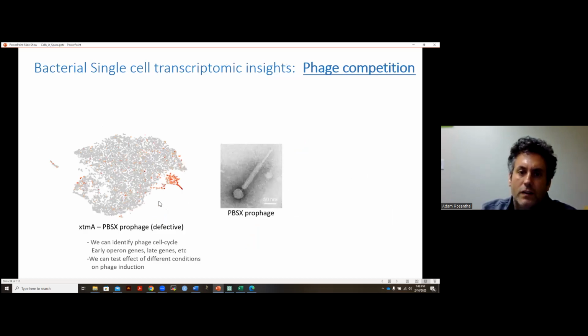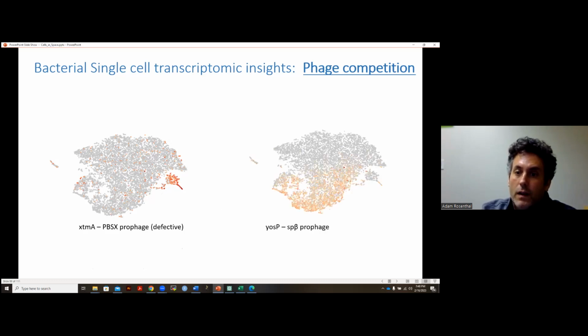We can also look at phages. If you induce phages in Bacillus subtilis by creating DNA damage, you see that there's a defective prophage called PBSX. Some cells express it, and we don't really know why some and why others. The interesting thing is that Bacillus subtilis has multiple phages. Another phage, SP beta, is expressed in different cells, and you can really see that it's either or. Cells are either in this cluster making PBSX, or they're making SP beta, and we don't know why.